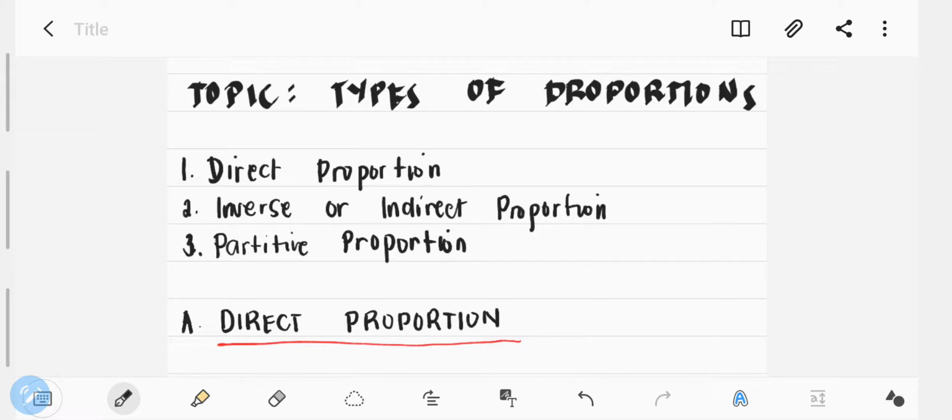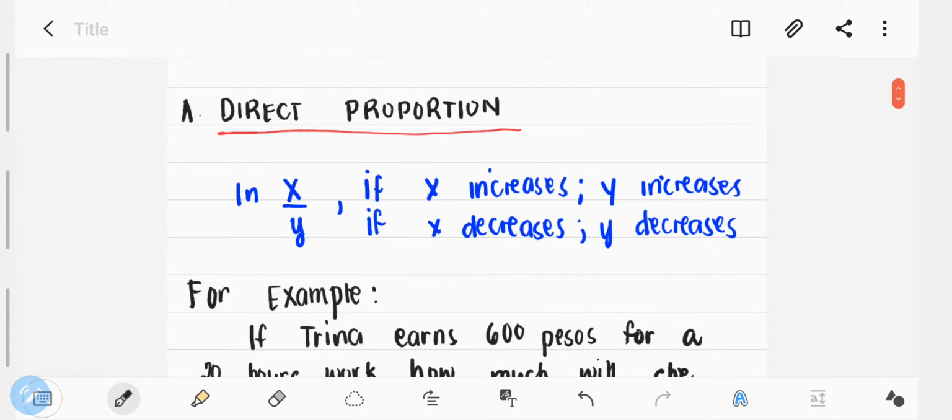But today, you should be watching this video about the types of proportions. This is the last lesson for our fundamentals, and then we will be proceeding to the theoretical part of our subject. We have three different types of proportions: the direct proportion, inverse or indirect proportion, and the partitive proportion. The first one that we have is the direct proportion.